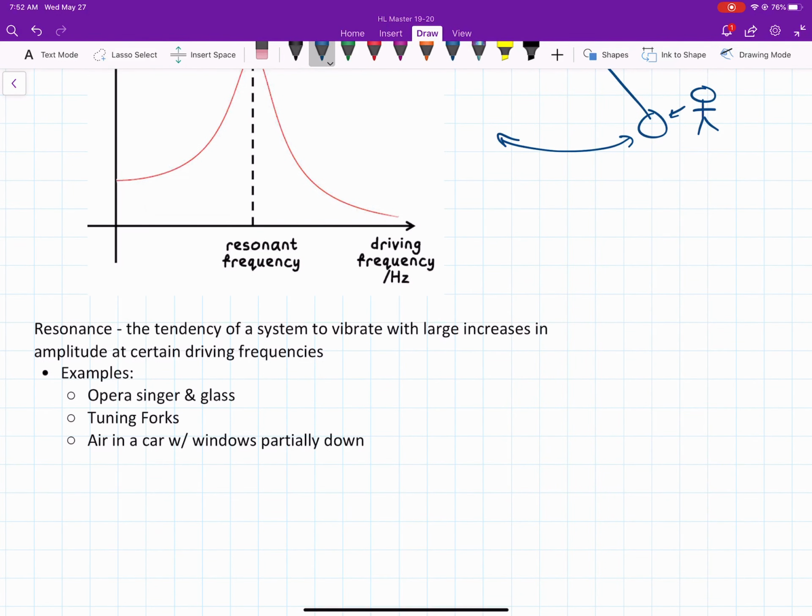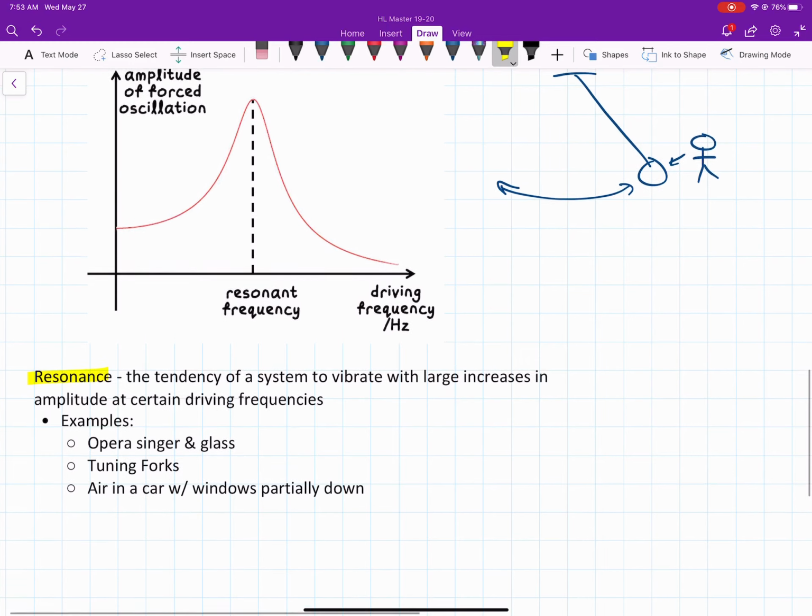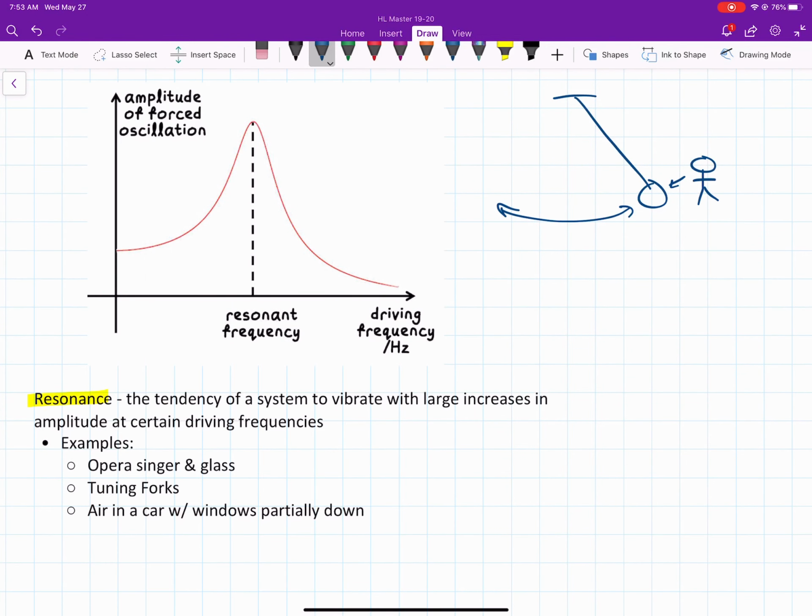Okay, and just to clarify, resonance is a term you should be aware of. You might even want to add that to your study guide. It's the tendency of a system to vibrate with large increases in amplitude at certain driving frequencies. That's really helping to explain what's happening here: at the right driving frequency, when it matches the resonant frequency, which a lot of times you'll see labeled as f with a subscript of 0, that's the resonant frequency labeling we'll use. That's when we're going to get the greatest amplitude of response.